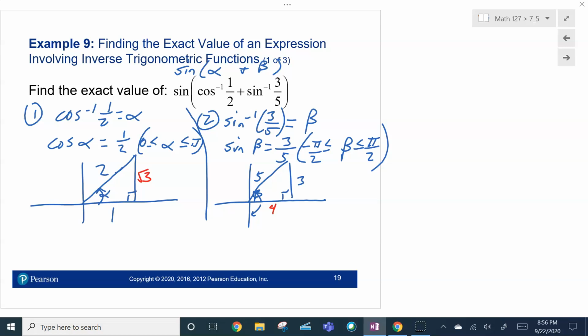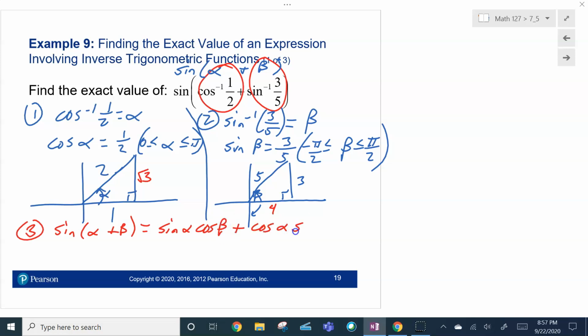And then our third step, number 3. This is sine, remember we called this alpha and this beta. So this is really sine of alpha plus beta, which is sine alpha cosine beta plus cosine alpha sine beta. And now we can answer all our questions.